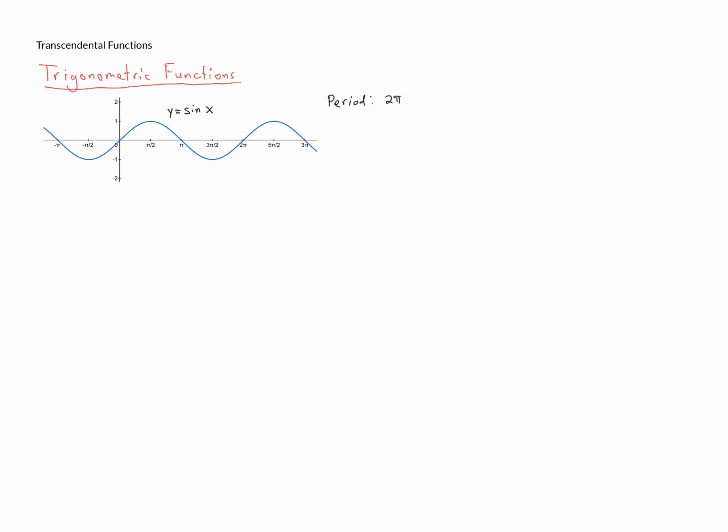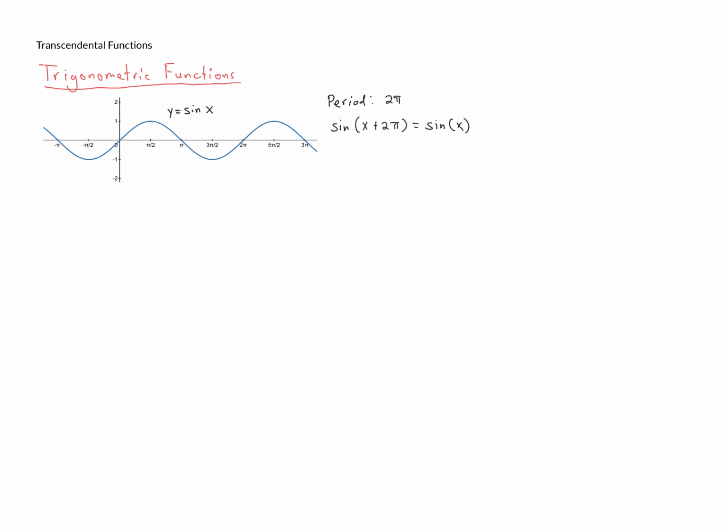And because the graph repeats, this actually gives us an algebraic relationship. If we take sine of x plus 2 pi, that's just equal to sine of x. Meaning if we evaluate sine 2 pi further than we started, we end up getting the same thing. Basically, if we shift this 2 pi units to the left or to the right, we end up getting the same graph, which is really interesting.